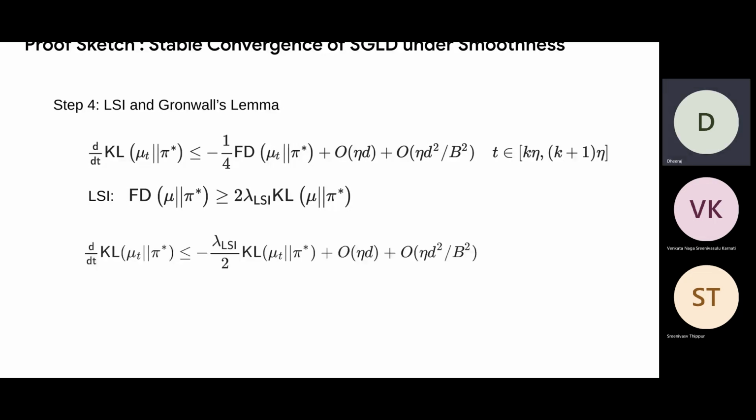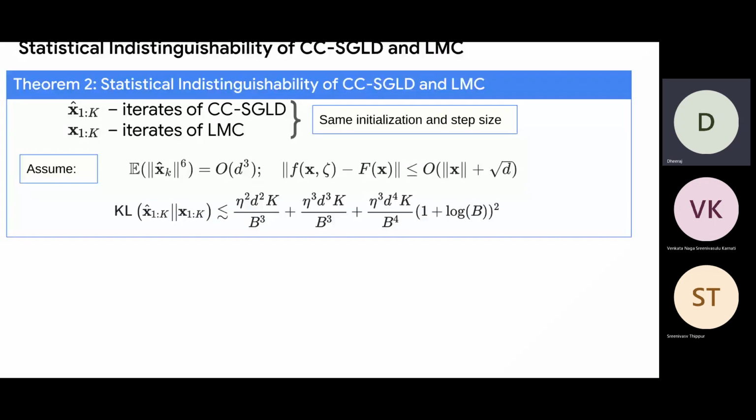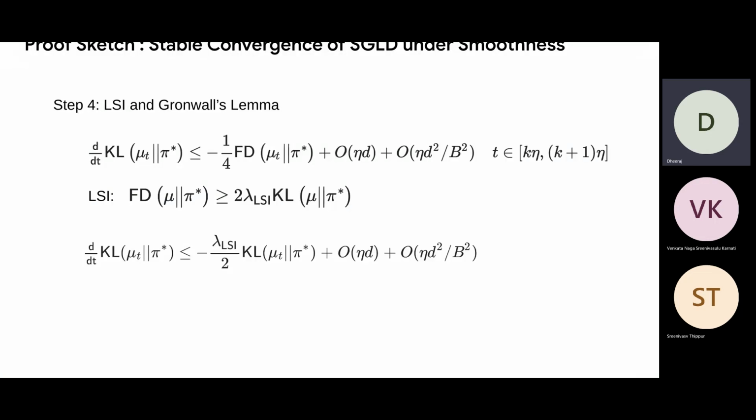Okay, so therefore we have that KL has this Grönwall's lemma kind of thing. So there's this exponential decay plus this constant approximation and estimation error, right? If you apply Grönwall's lemma and integrate this out, we get the statement of the previous theorem. That is the sample complexity which we desired. You can see that this eta d is there and eta squared d squared over b squared is also in the statement of the theorem.